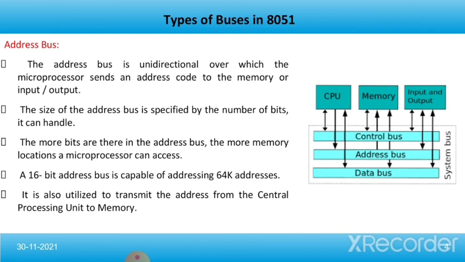The more bits there are in the address bus, the more memory locations a microprocessor can access. A 16-bit address bus is capable of addressing 64K addresses. It is also utilized to transmit the address from the CPU to memory.